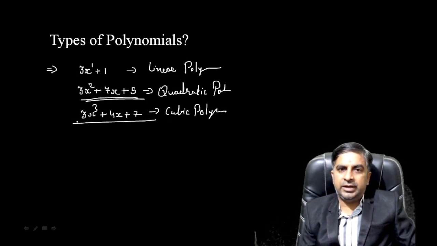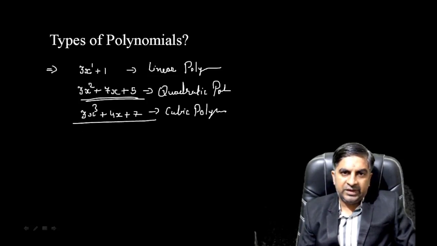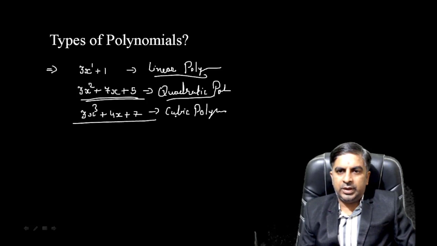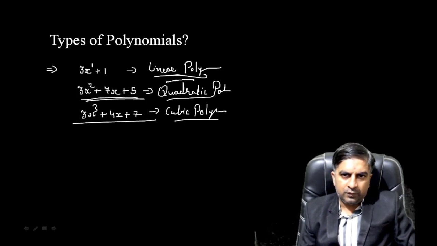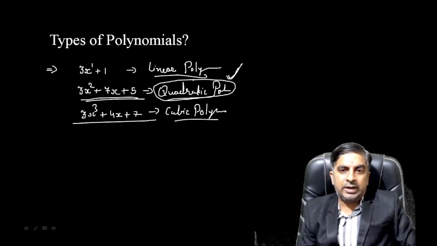Other than that, biquadratic is also there, and if the degree is more than 4, like 5, 6, 7, they don't have a special name, so we just call them polynomials. Here these three have special names: linear, quadratic, and cubic. And in board examinations they are going to ask you everything about quadratic polynomials. So we have to study quadratic polynomials in detail.